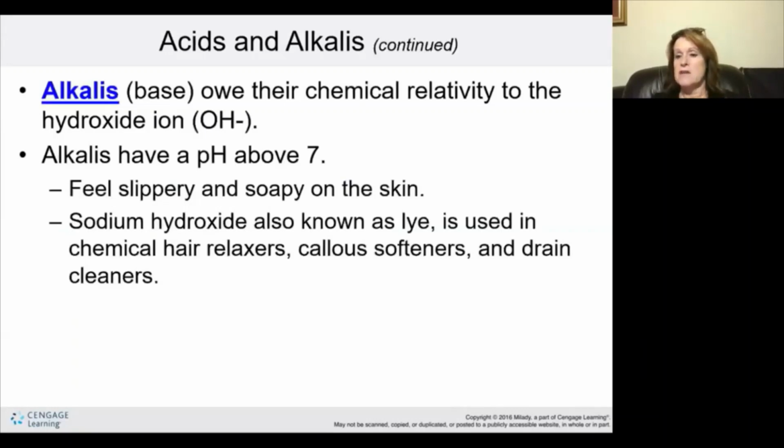All right, alkalis owe their chemical reactivity to the hydroxide ion, OH. This term is interchangeable with base. A pH above 7 is alkaline. It feels slippery and soapy on the skin. So if you ever notice something that's kind of slippery and feels soapy, it means the pH is above 7. Sodium hydroxide, also known as lye, is used in chemical hair relaxers, callus softeners, and drain cleaners.